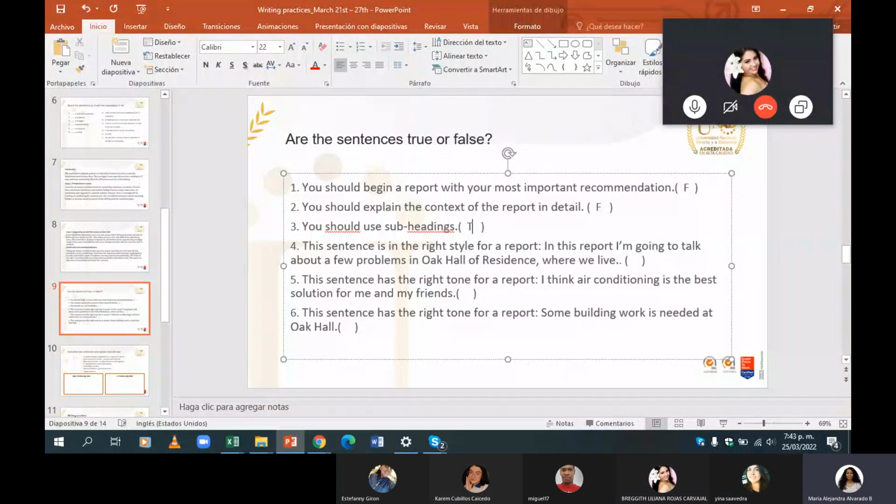Okay, number 4. The sentence is in the right side of the report: In this report, I'm going to talk about a few problems in our home residence where we live, and so on. Is that true or false? Let's see the style. Remember at the beginning, we gave some tips, and we talked about passive and active verbs. It's false. Why? Because in this sentence, it's already speaking in the first person. Yeah. Number 5.